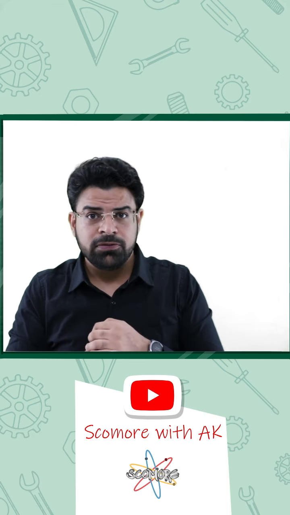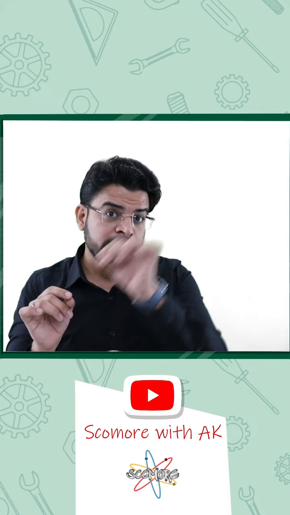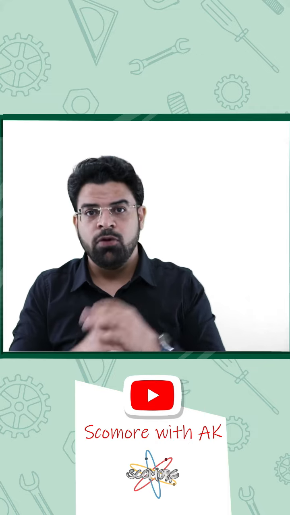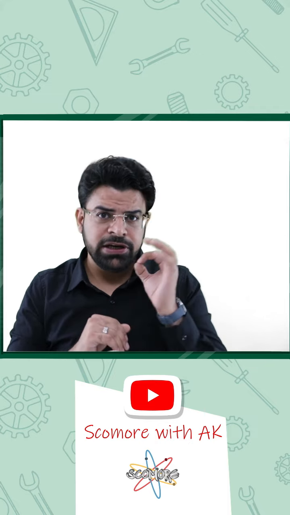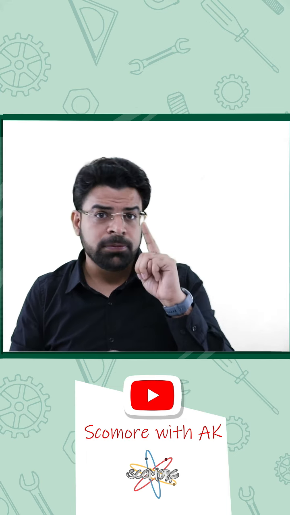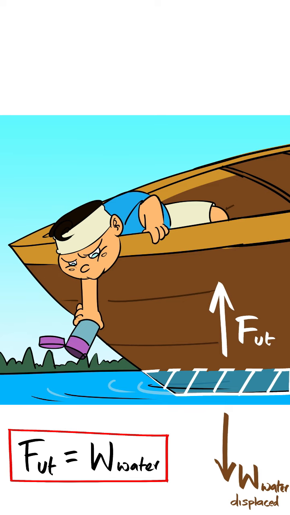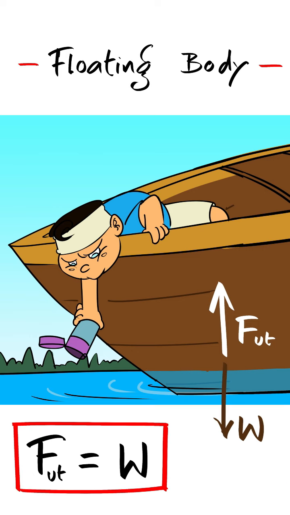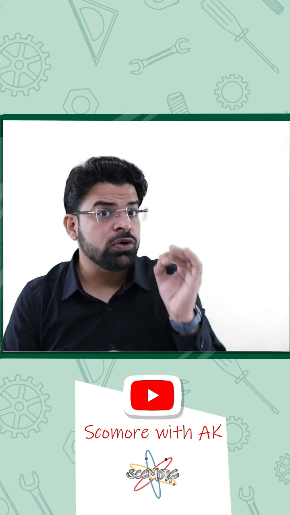Now comes the second part. When you drop the anchor from the boat into water, what happens to the level of water? To understand this, we need to understand three things first. First, the force of upthrust is equal to the weight of the fluid displaced. Second, for a floating body, the force of upthrust is equal to the weight of the body.